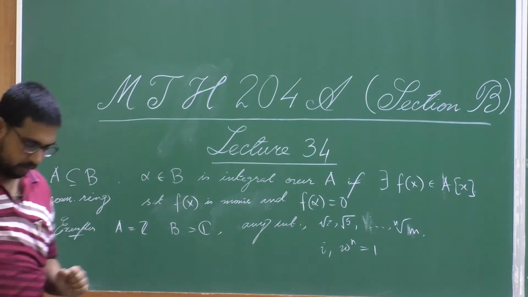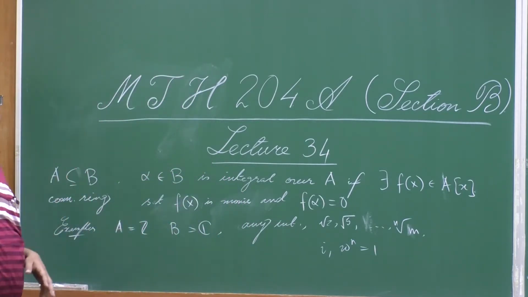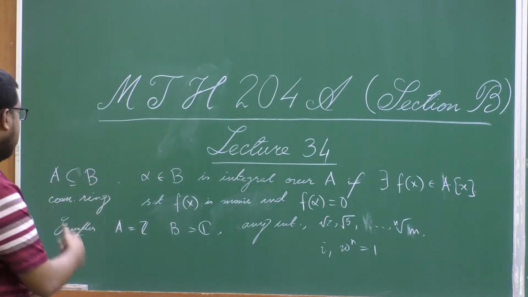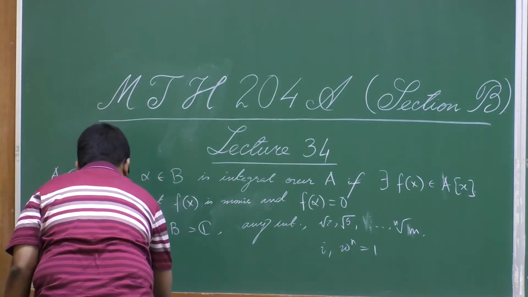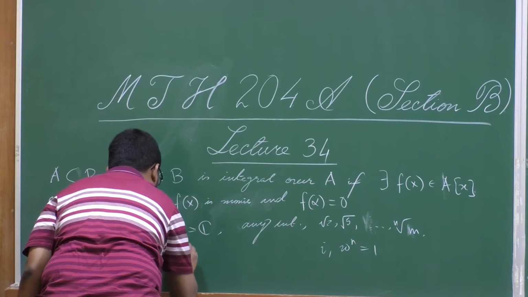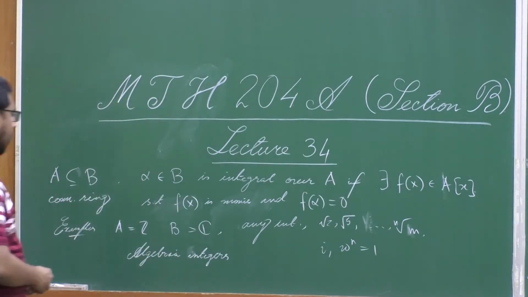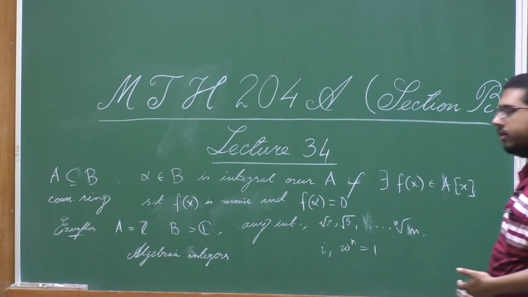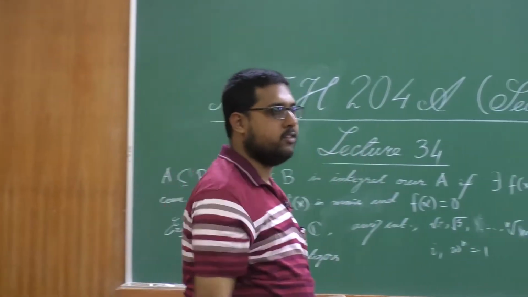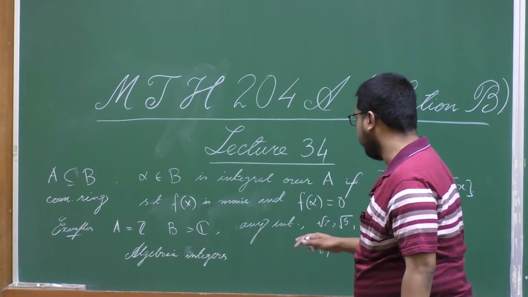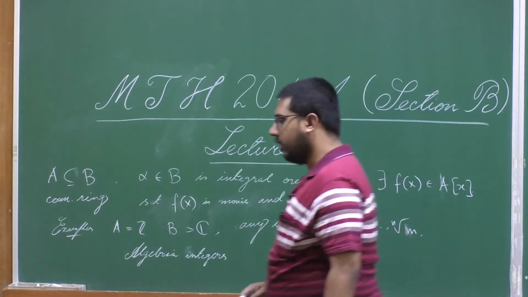In fact, as I have already said, for our purpose it will be enough if we stick to Z only. For our purpose it will be enough if we consider A to be Z and B to be the whole of C or any subring of C, and the complex numbers which are integral over Z are called algebraic integers. Of course, whatever we will be discussing here holds for any general setting of an arbitrary extension of rings. So here, the standard examples of algebraic integers are any integer, or these surds, or the nth roots of unity.